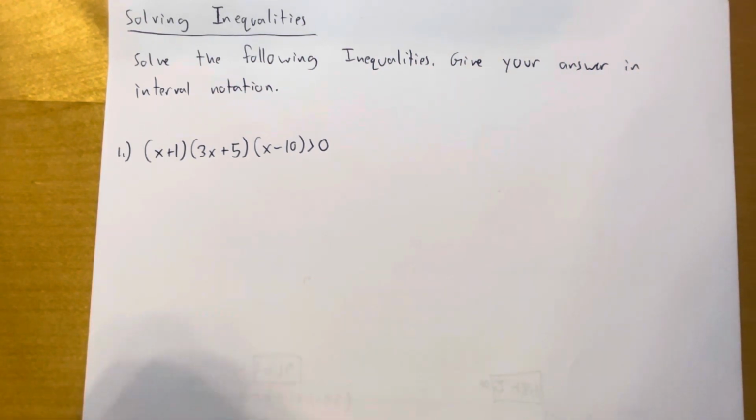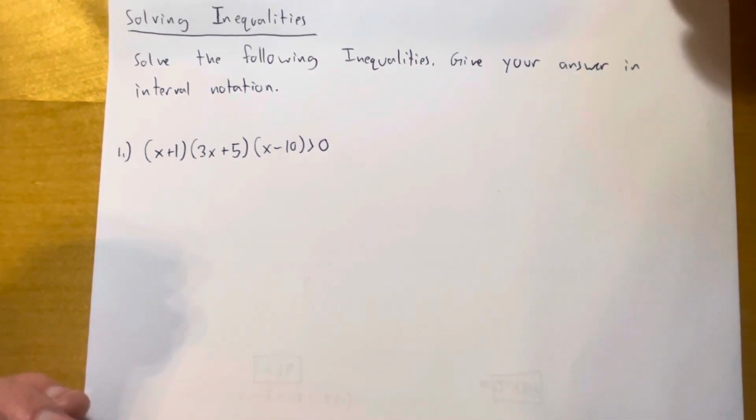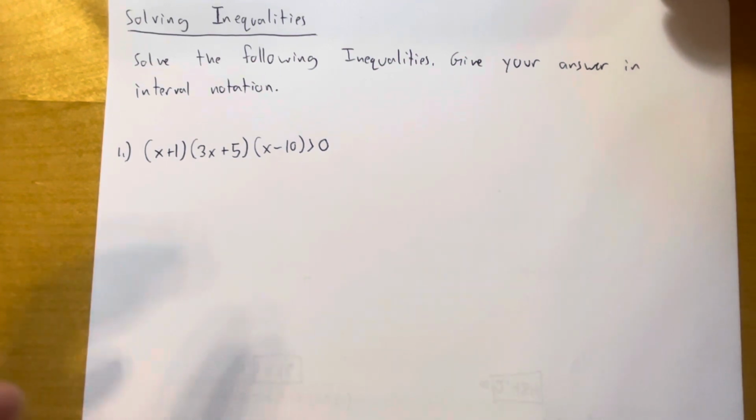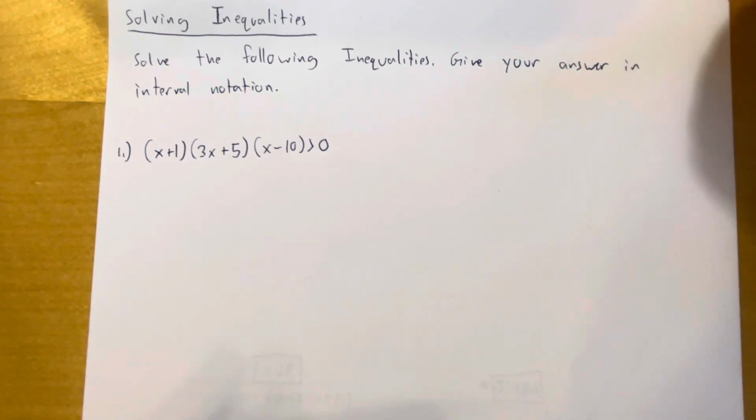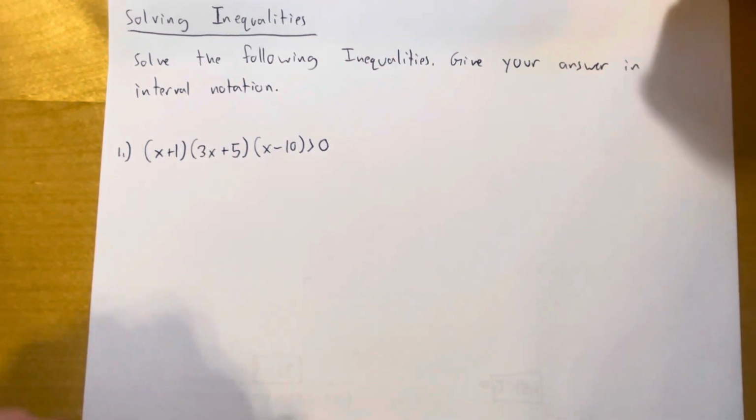So remember, positive times positive is positive. Negative times negative is still positive, but positive times negative is negative. So in other words, if you multiply two numbers that have the same sign, which means both positive or both negative, the answer is always positive. If you multiply two numbers that have different signs, then the answer will come out negative. We're going to use those ideas to deal with inequalities like this.